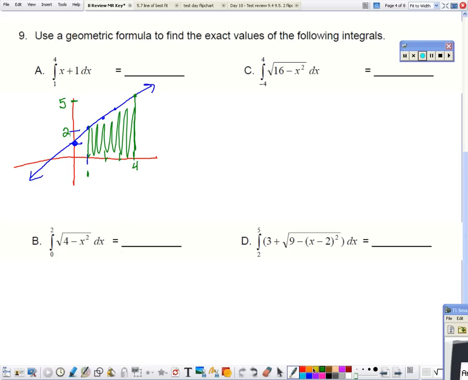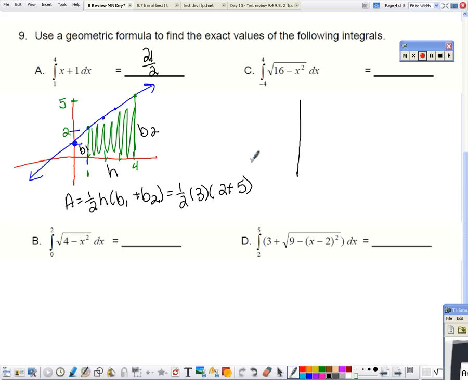That shapes a trapezoid. This is the height of the trapezoid. This is the bottom base. This is the top base. So the area of a trapezoid is half the height, base 1 plus base 2. So by plugging in all my values, that's half of 3 times 2 plus 5, and that equals 21 halves.